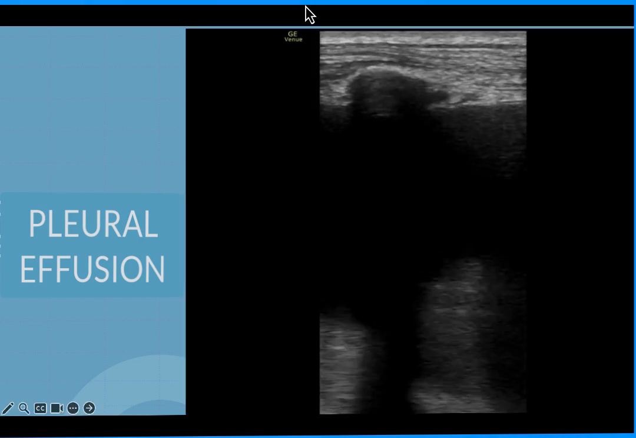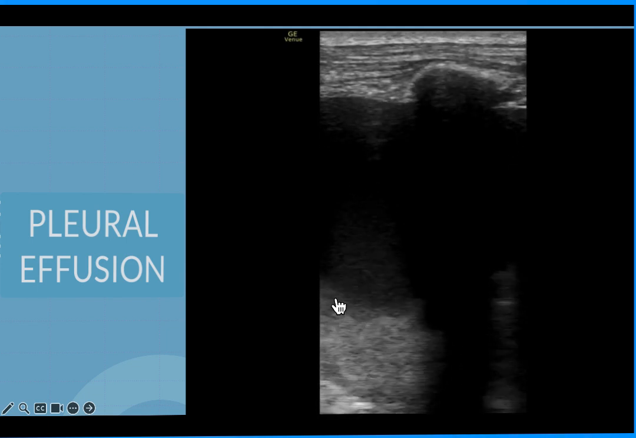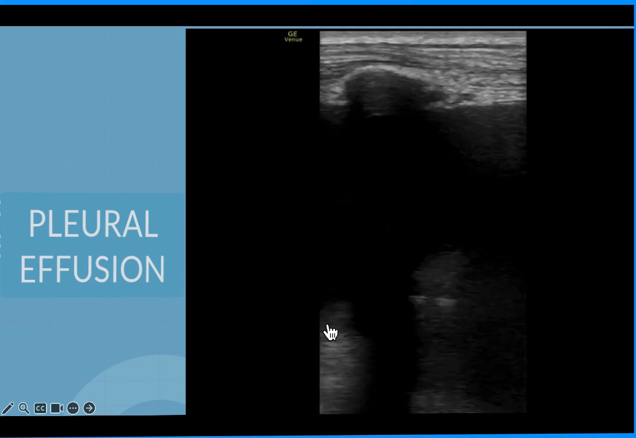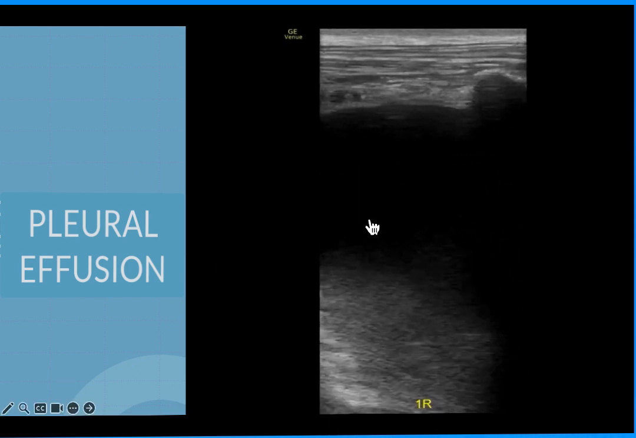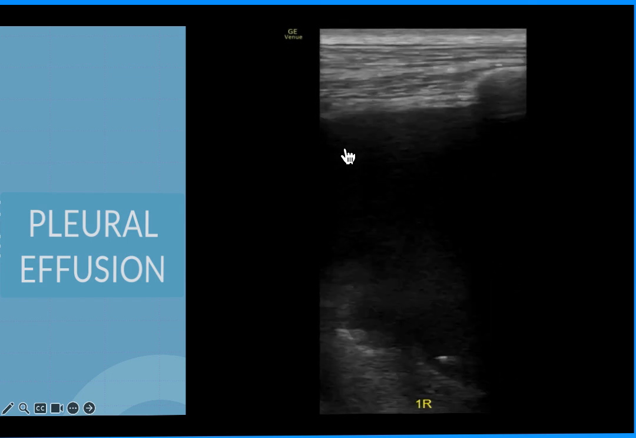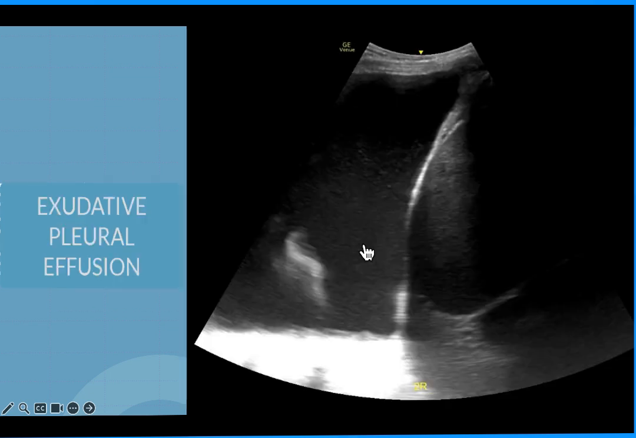So now this is using our linear probe, seeing the same thing, rib shadow. This is a pleural effusion. It's a simple transudative pleural effusion, and we're seeing a little bit of lung flapping in there. This is another example of the same thing. A little bit of lung flapping in a simple pleural effusion. Now, we went over simple transudative pleural effusion. So now let's go over what an exudative pleural effusion will look like.